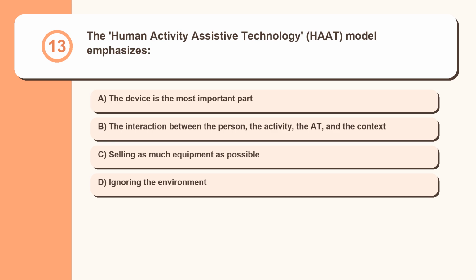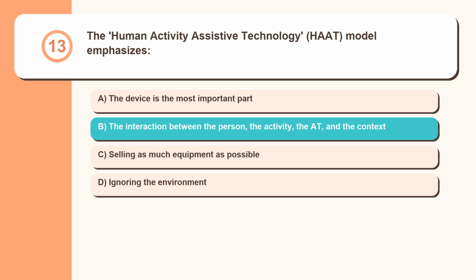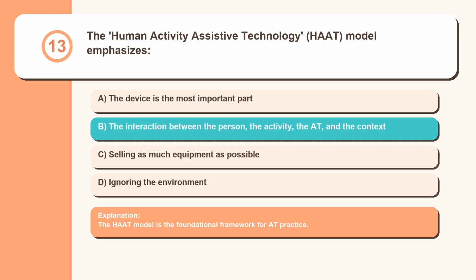Question 13. The Human Activity Assistive Technology (HAAT) model emphasizes the device is the most important part, the interaction between the person, the activity, and the context, selling as much equipment as possible, ignoring the environment. The HAAT model is the foundational framework for our practice.